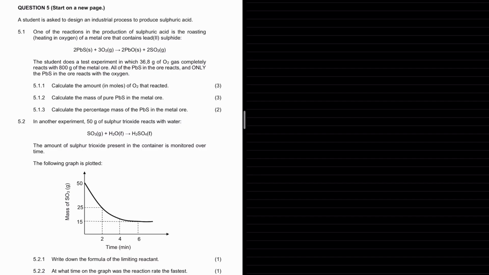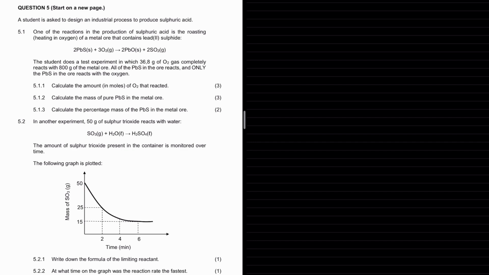So question 5 reads, a student is asked to design an industrial process to produce sulfuric acid. One of the reactions in the production of sulfuric acid is the roasting of a metal ore that contains lead(II) sulfide. The student does a test experiment in which 36.8 grams of oxygen gas completely reacts with 800 grams of the metal ore. All of the PbS in the ore reacts, and only the PbS in the ore reacts with oxygen.